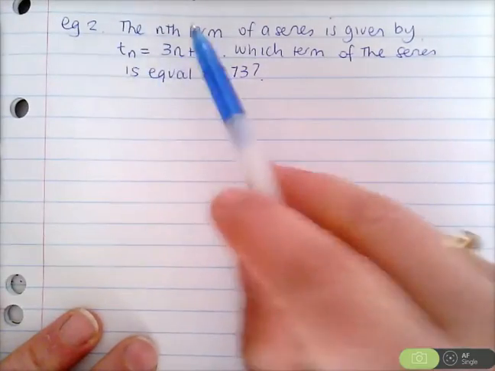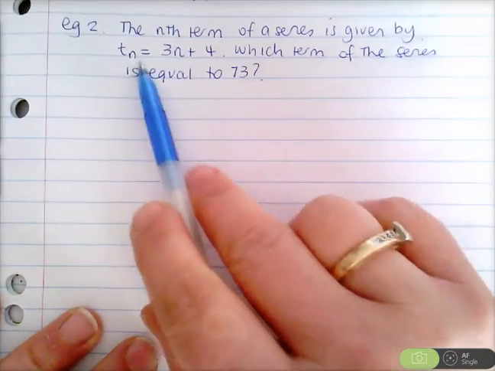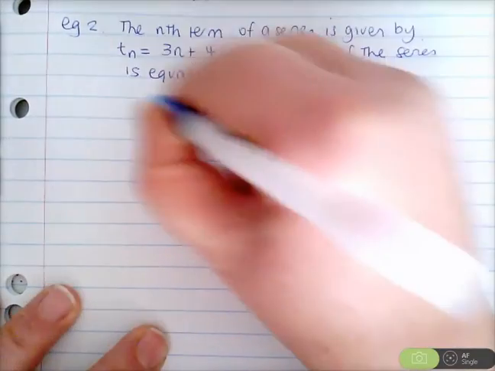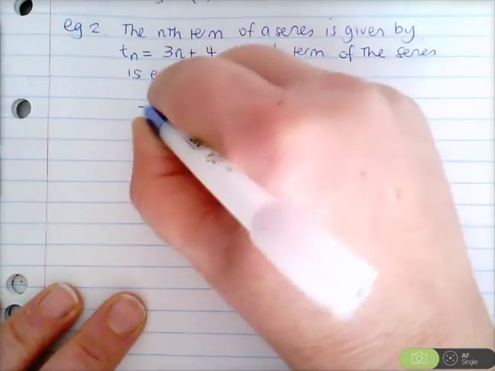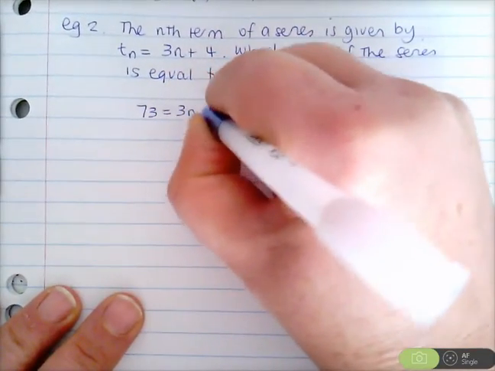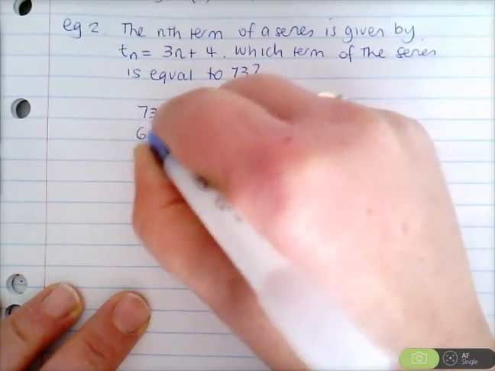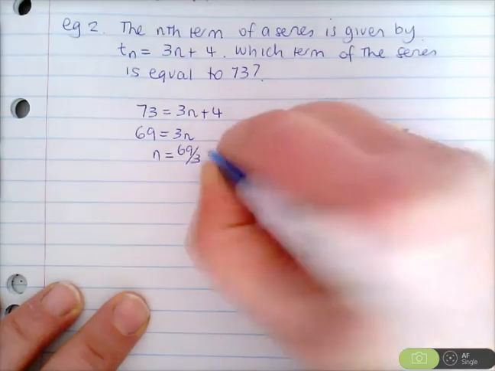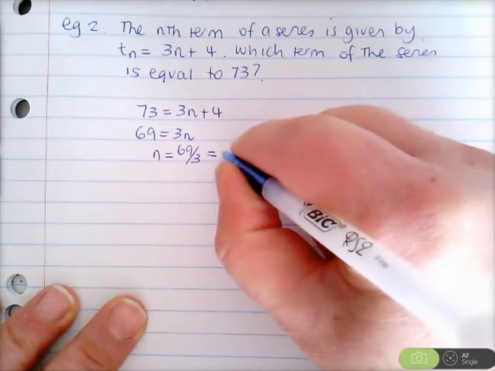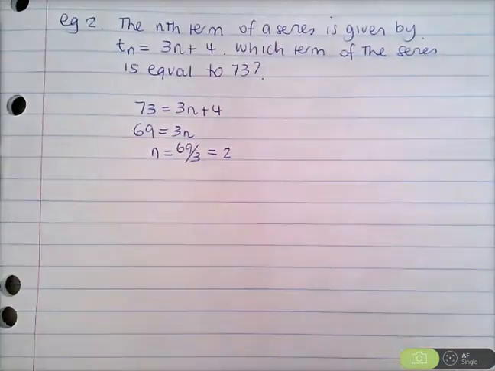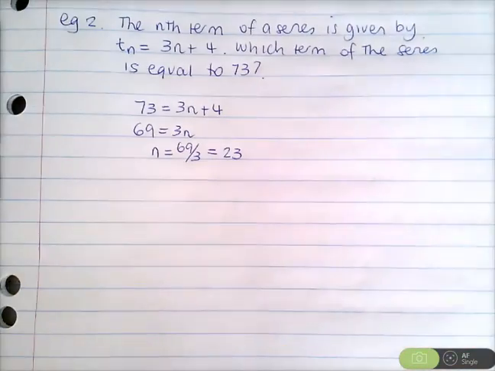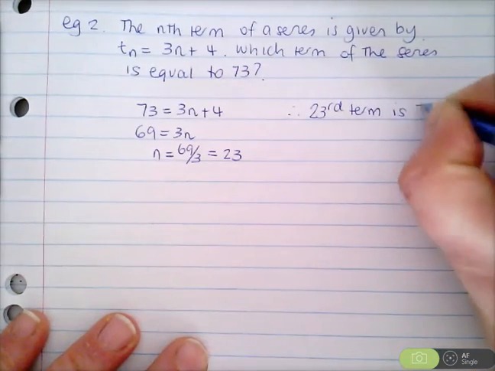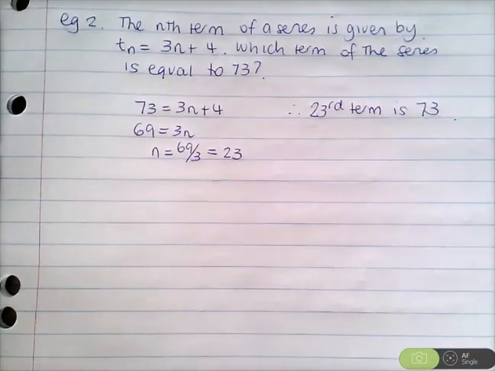For example, the nth term of a series is given by Tn equals 3n plus 4. Which term of the series is equal to 73? So we know that the nth term is 73, so we just solve 73 equals 3n plus 4. Therefore, 69 equals 3n, and so n is 69 divided by 3, which is 23. The 23rd term is equal to 73.